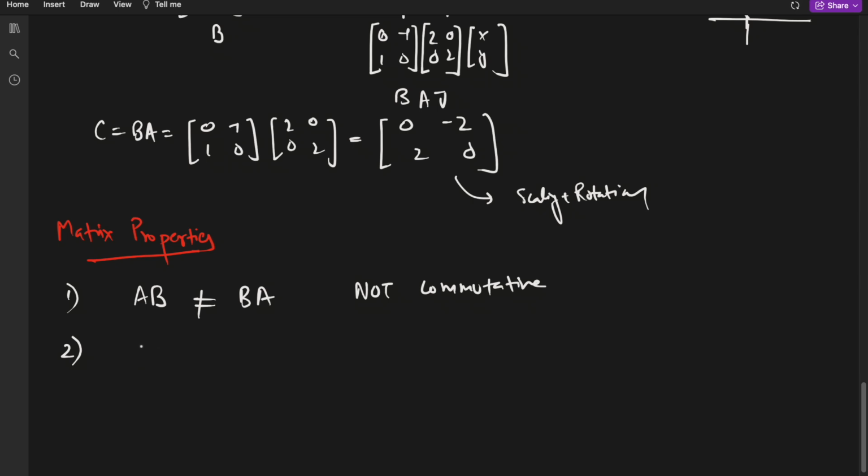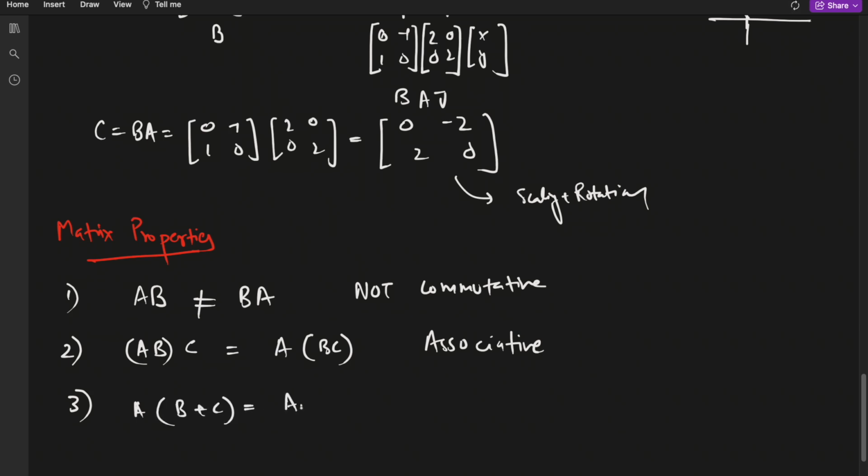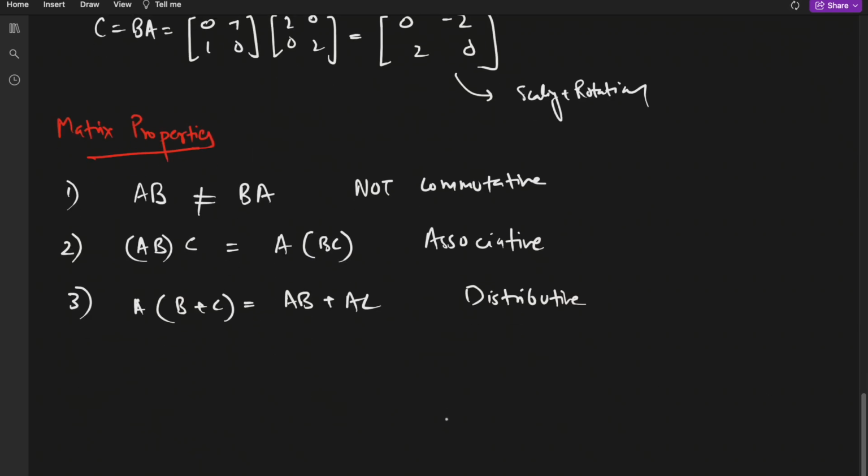Second, if you have A times B, then you multiply by C, it is equal to A times B times C. That is, it is associative. And third one is distributive. A times B plus C is the same as AB plus AC. All right. These are the three things.